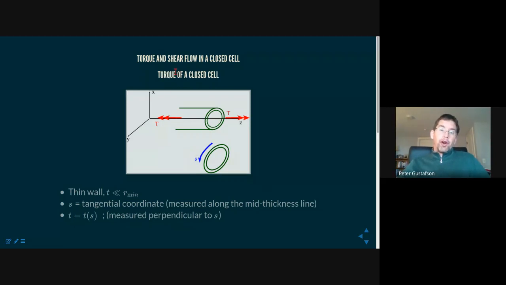Okay, we're going to start in this case with torque for a closed cell. We'll get to open cells later. Open cells are harder in this case. Closed cells are easier, so we'll start there.